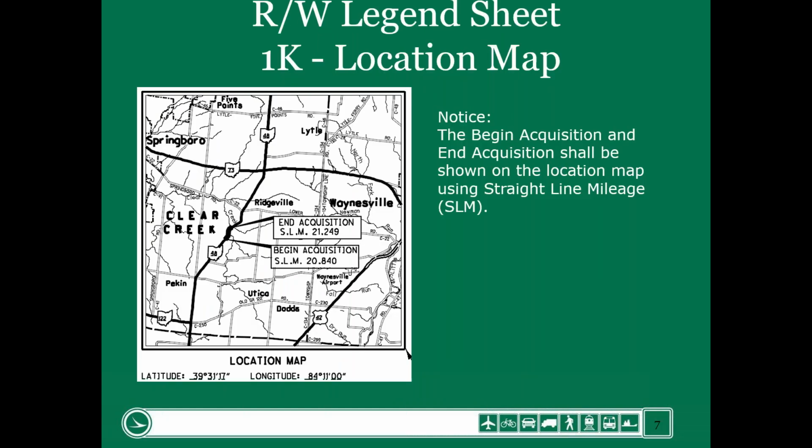So with that, we also have a location map. The only thing I really want to point out here is we identify it as begin acquisition, end acquisition. Really everything else is pretty much the same. And instead of being stationing, on the right-of-way plans we show the straight line mileage, the SLM. So the beginning of the acquisition begins at straight line mileage 20.84 and ends at 21.249. That's the difference from the construction plans, which talk about stationing.